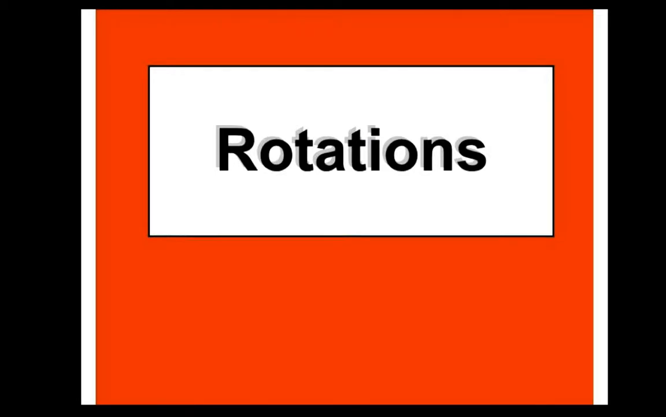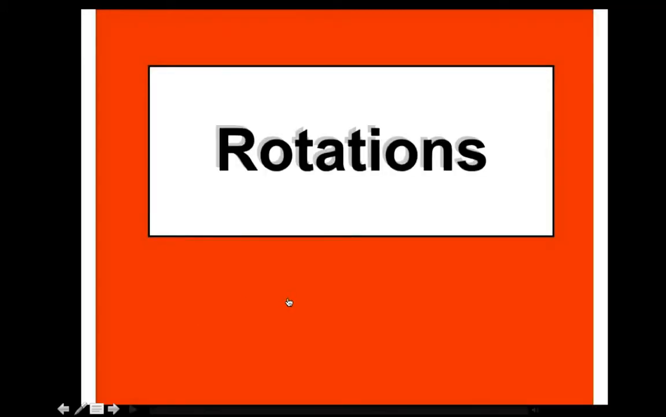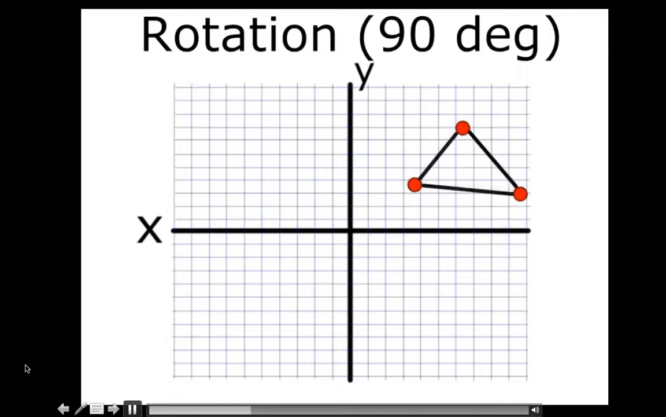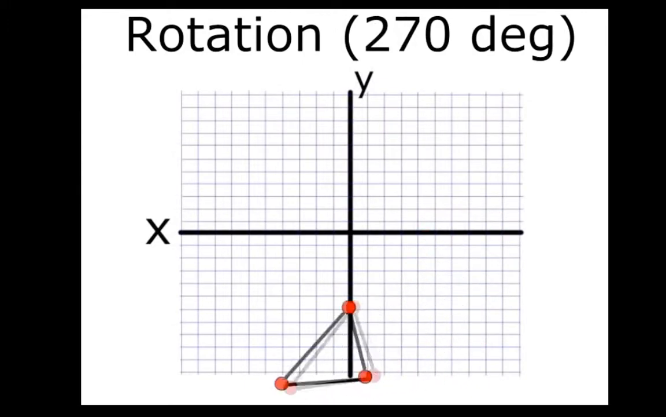Here's an example of what rotation looks like in geometry. There's a shape and it rotated 90 degrees. Here's a shape going 180 degrees around. And here's a shape going 270 degrees around and stops there.